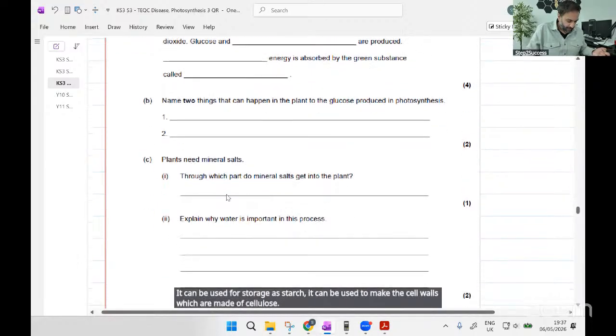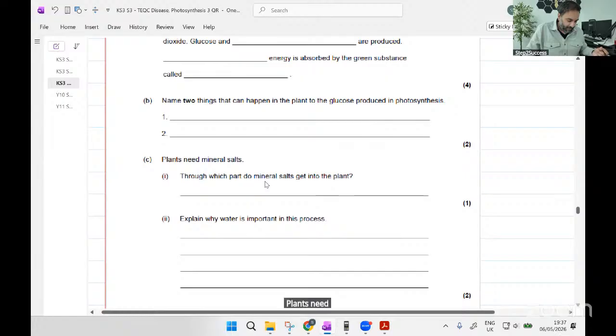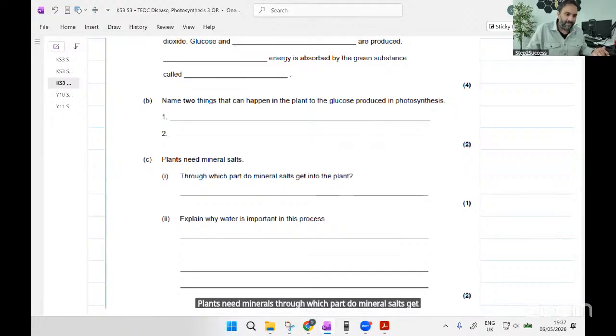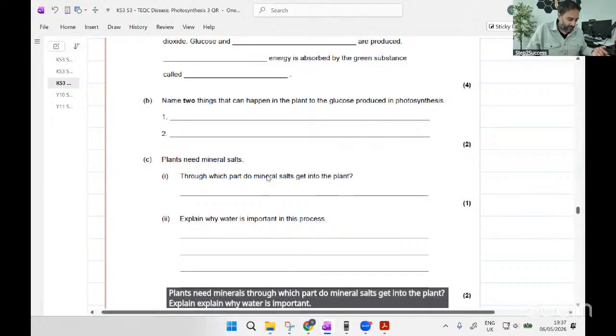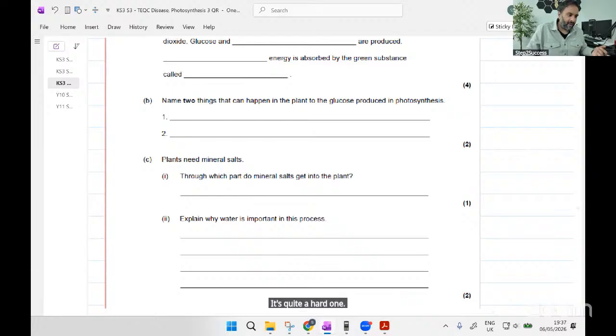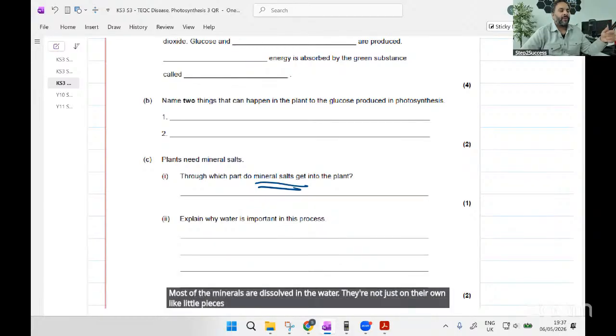Plants need minerals. Through which part do mineral salts get into the plant? Explain why water is important. It's quite a hard one. That will be to do with osmosis. So why is water important to get mineral salts into the plant? Most of the minerals are dissolved in the water. They're not just on their own like little pieces of mineral. Minerals are often dissolved in the water already.